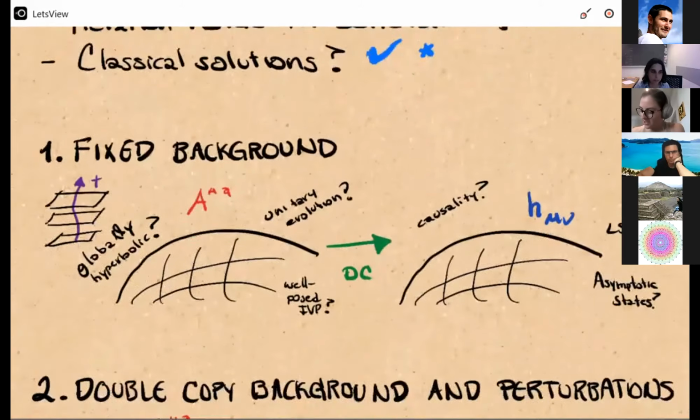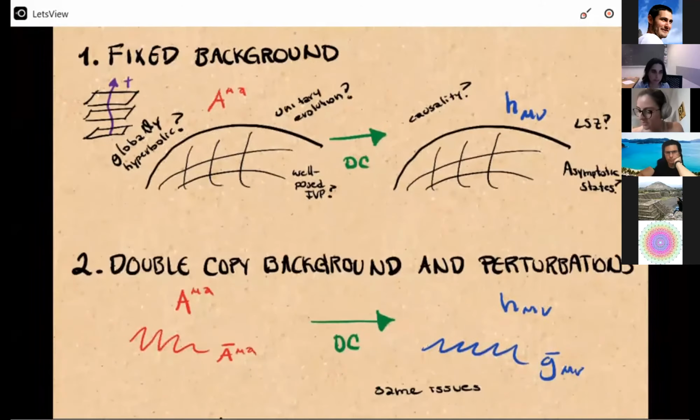So let's first understand what are the two possibilities of doing a double copy in a curved background. Option number one is to consider that the background is fixed. By that, I mean that both theories, both your gauge field and your graviton, live on the same background. So the background is a curved spacetime, and then you have some sort of Yang-Mills field living on that curved spacetime. Then when you do the double copy, you keep the background fixed, same curved spacetime, but now you have a perturbation for the graviton living there.